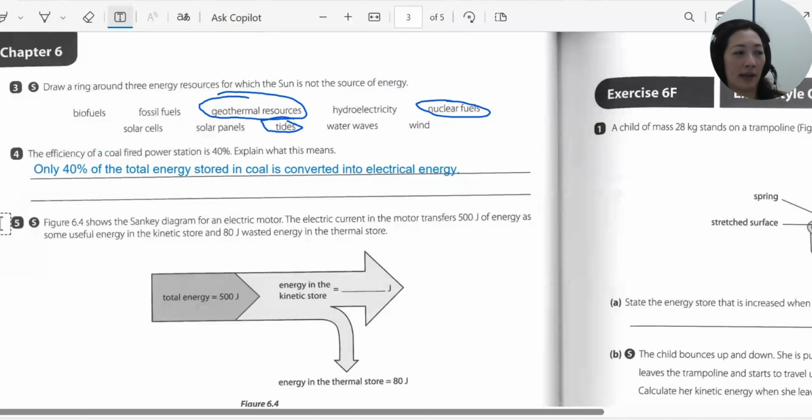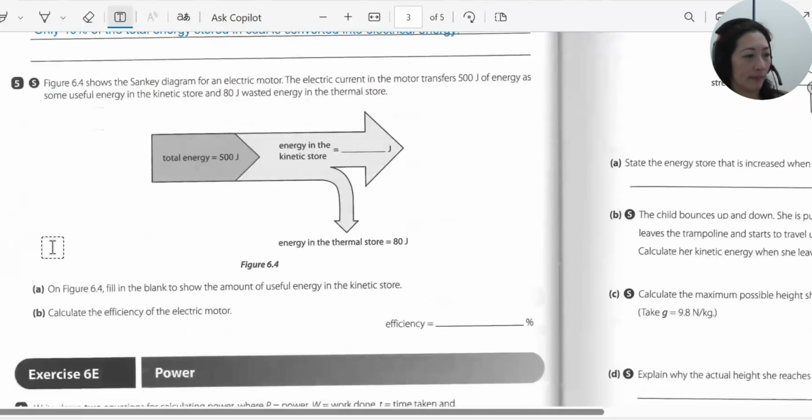Basically, we are explaining how 40% efficiency applies to the concept of a coal-fired power station. We talk about the input and the output. All right, let's go on to question 5. Figure 6.4 shows a Sankey diagram for an electric motor. The electric current in a motor transfers 500 joules of energy as some useful energy in a kinetic store and 80 joules wasted energy in the thermal store. So on figure 6.4, fill in the blank.